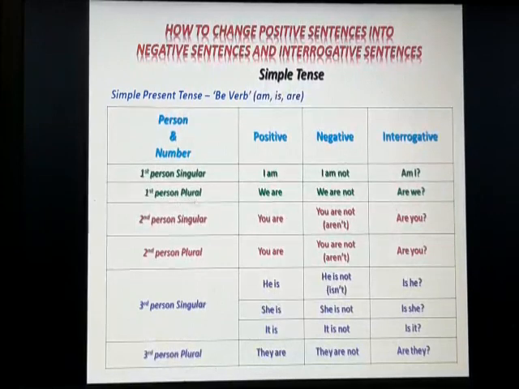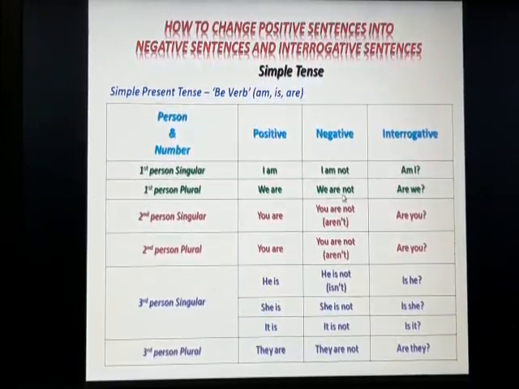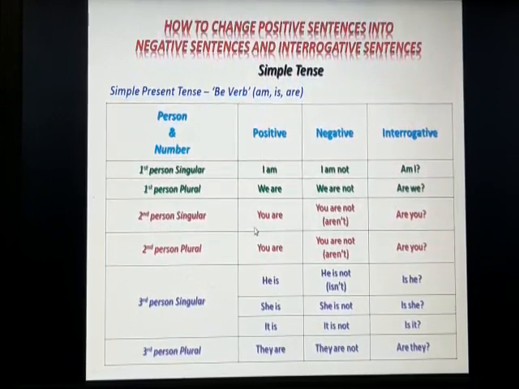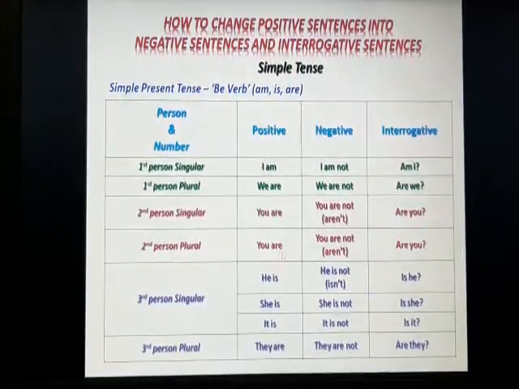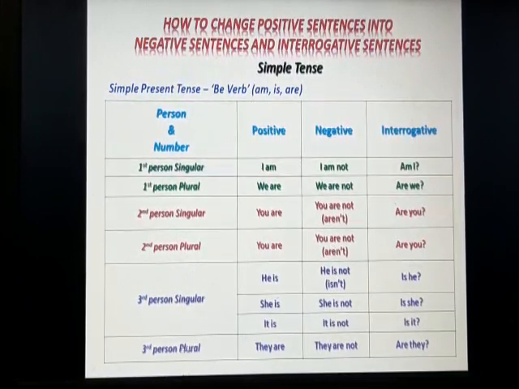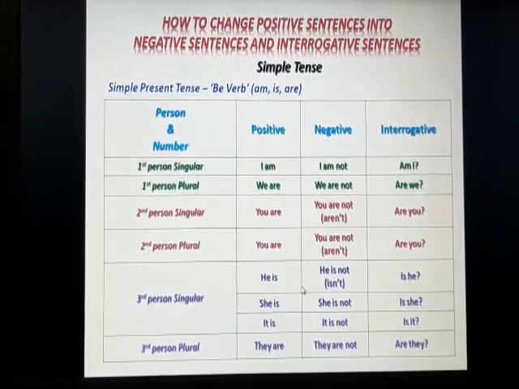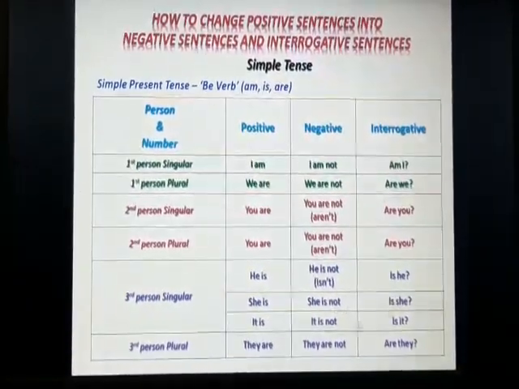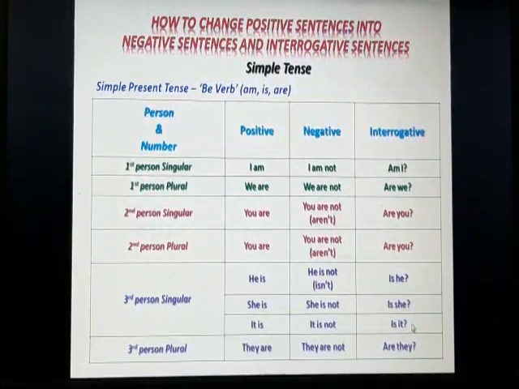In the first person plural, it is we are. Negative, we are not. Interrogative, are we. In the second person singular, you are, you are not, are you. Second person plural, you are, you are not, are you. In the third person singular, he is, he is not, is he. She is, she is not, is she. It is, it is not, is it.